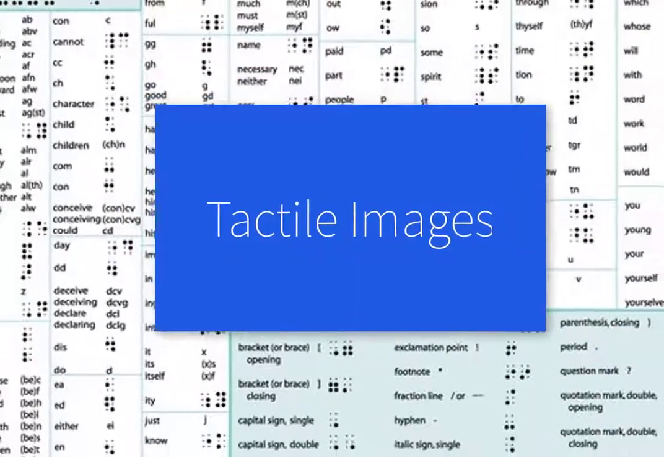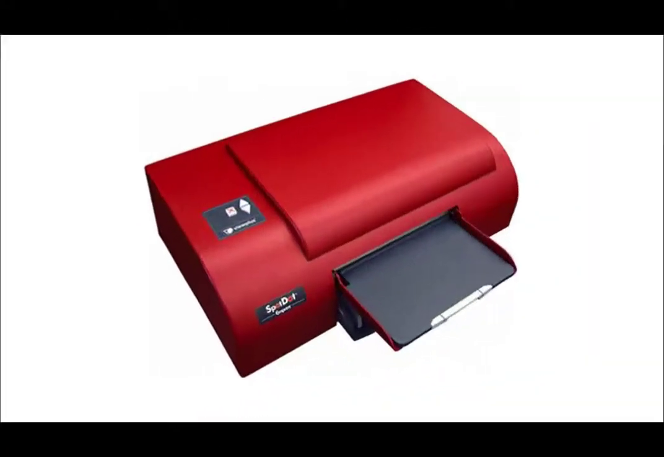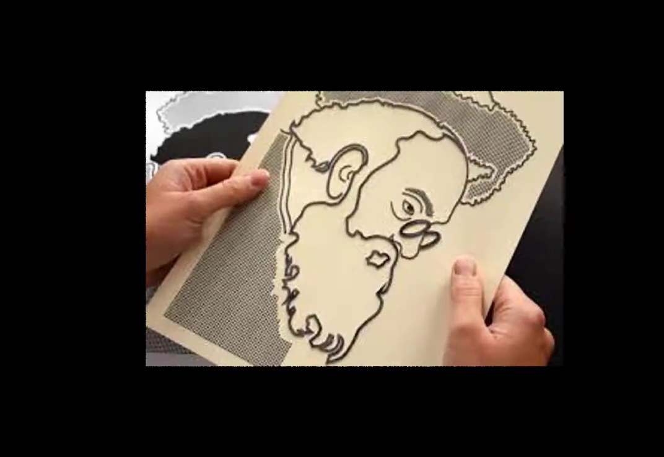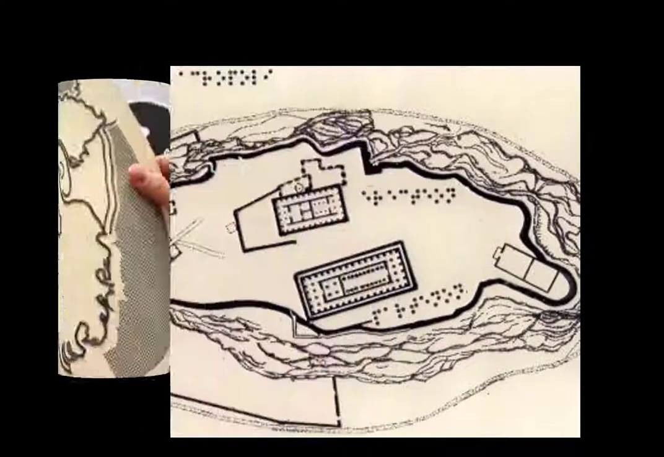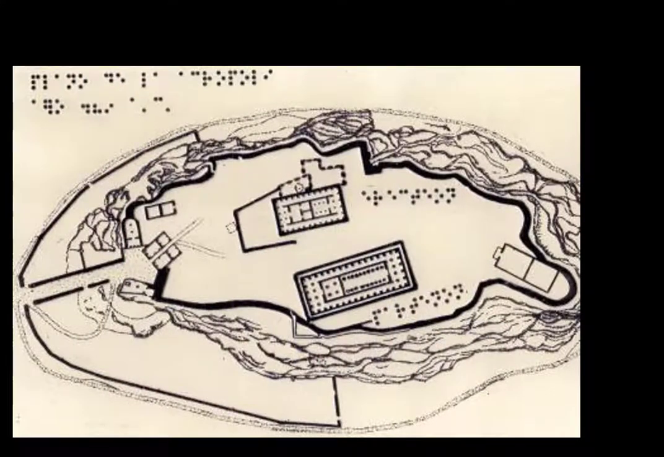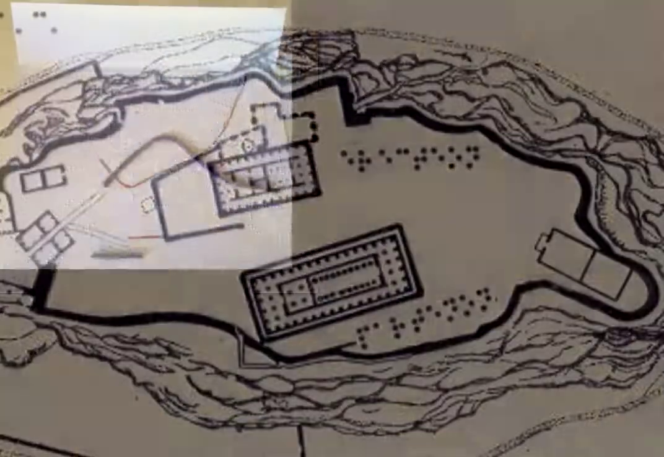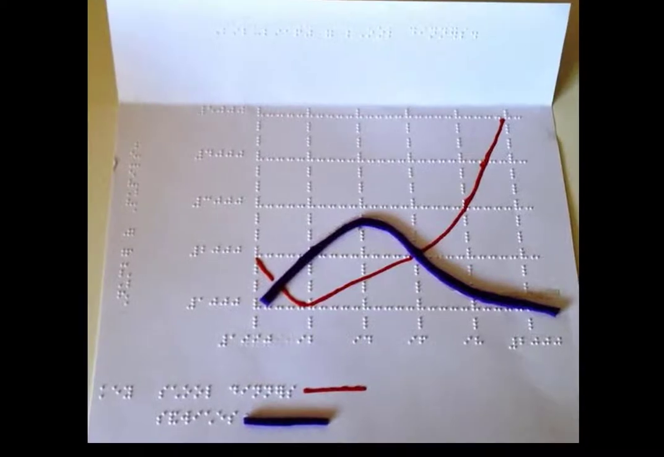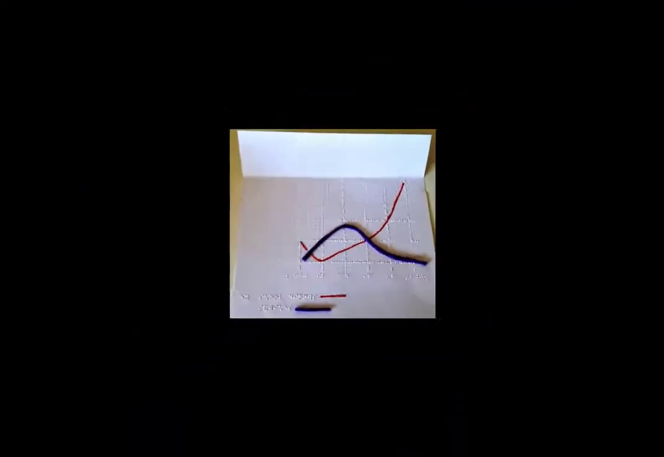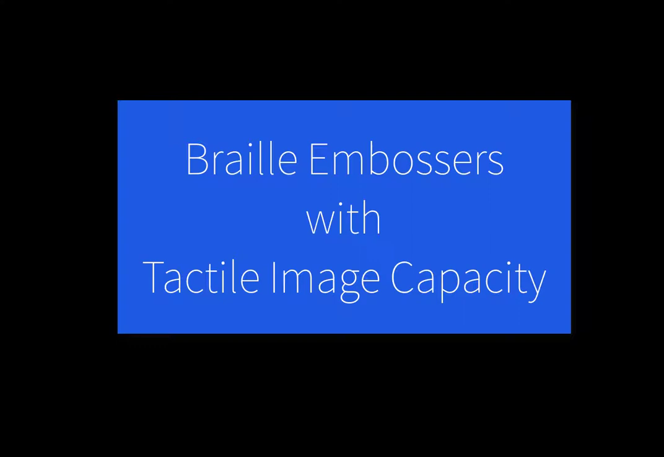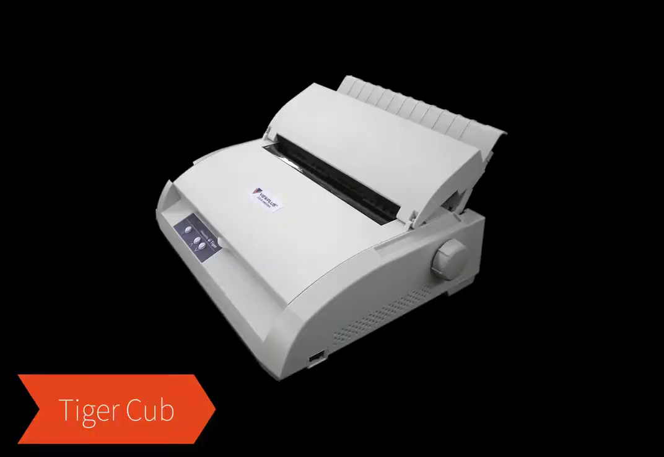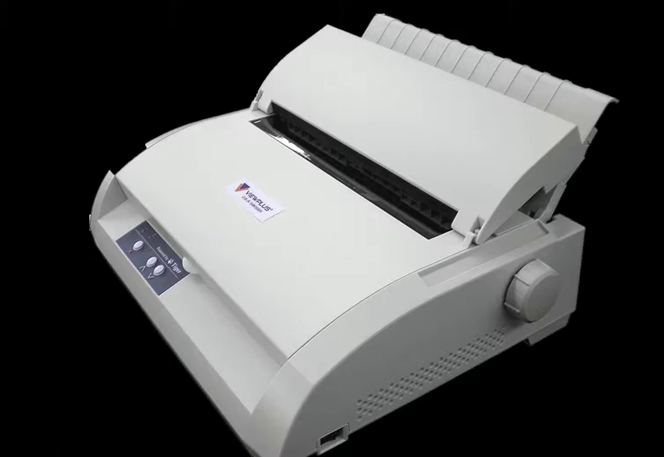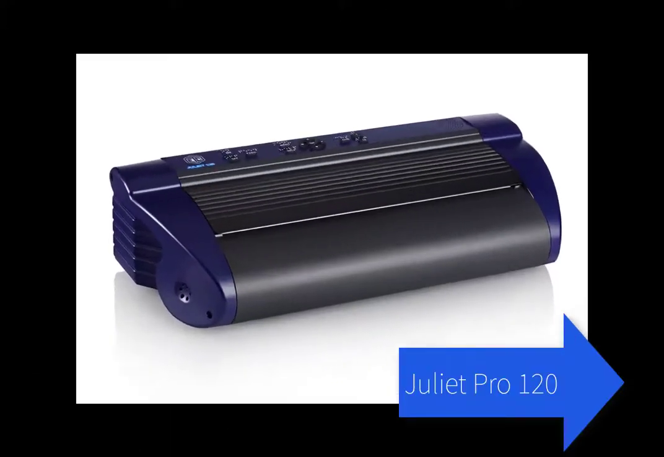You have to use other equipment, like machines that heat swell paper. Swell paper is embedded with alcohol, and when you put a black line on it and heat it, it raises. Some people use Braille with additional thread or yarn to represent tactile images. You can buy Braille embossers that can do tactile images, such as the Tiger Cub and the Juliet Pro 120.